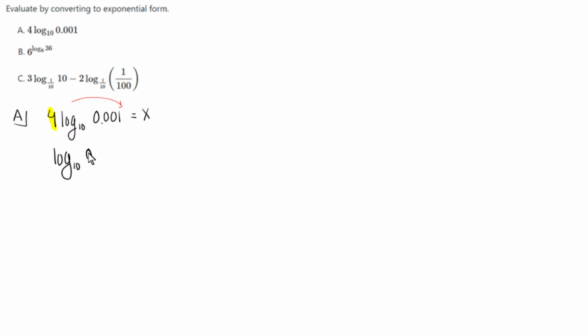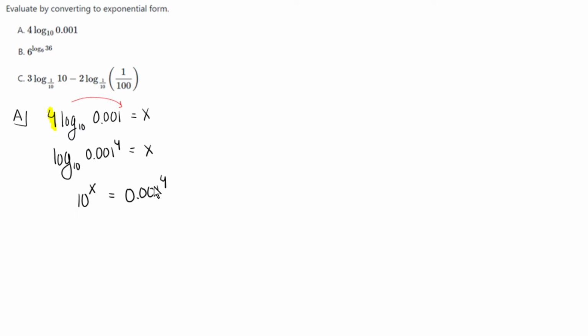of 0.001 to the power of 4 equals x. We rewrite this now in exponential form. So it's going to be 10, this is the base of the log, to the power of x equals the argument of the log, 0.001 to the power of 4.